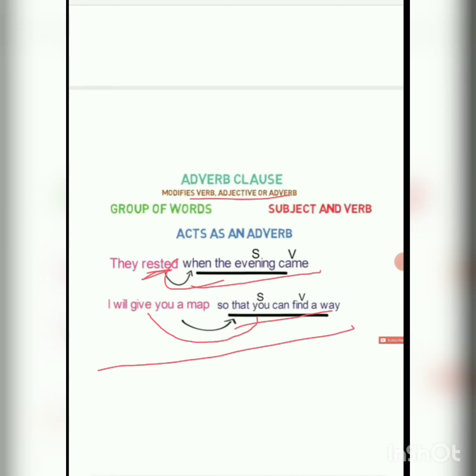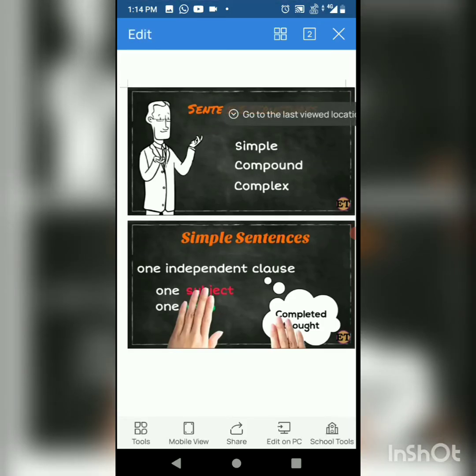Okay, so children, now let's learn the structure of sentences, which are also made up of clauses. Okay, so children, this is a slide where you learn the types of sentences, that is, the structure of a sentence. Children, in sentence structure we have three types of sentences: simple sentence, compound sentence, and complex sentence. So children, what is a simple sentence? A simple sentence is one which has one independent clause, okay, which is made up of a subject and verb.